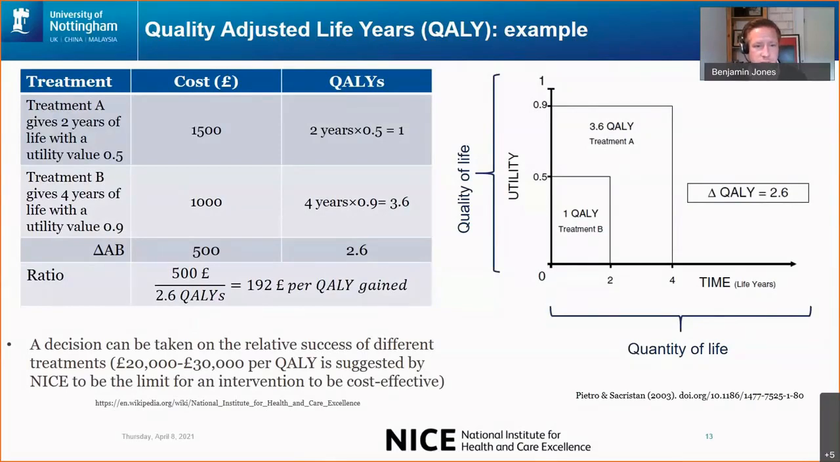So a decision in the UK might be taken on a basis of £20,000 to £30,000 per QALY, which is suggested by the National Institute for Health and Care Excellence to be a limit for the intervention to be cost effective. Why in the UK we occasionally hear heartbreaking stories of how somebody is denied treatment for a rare form of cancer because the treatment is deemed to be too expensive.